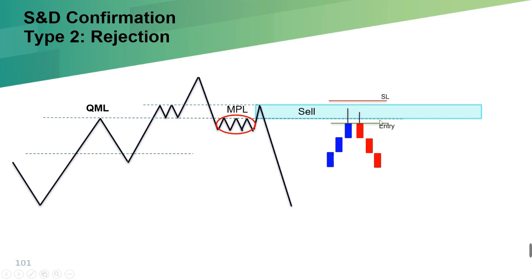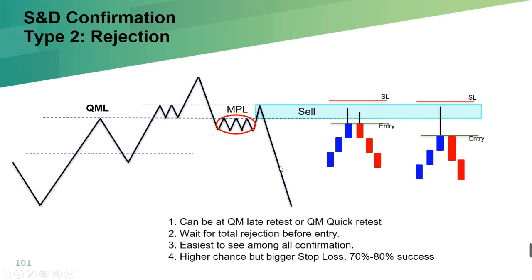So the second type of rejection is something similar like this. I believe a lot of you have seen this kind of thing before. There is a bullish candlestick, then there is a very, very big wick coming down from this area. So your entry will be this area and your stop loss will be above here. So this is the rejection that we talk about. The notes that you need to know is that it can be a QM late retest or a quick retest. It is possible to be both.